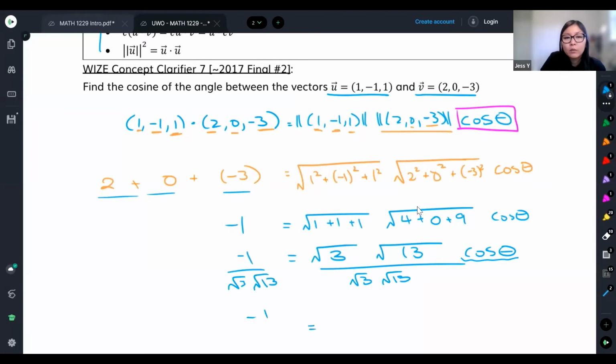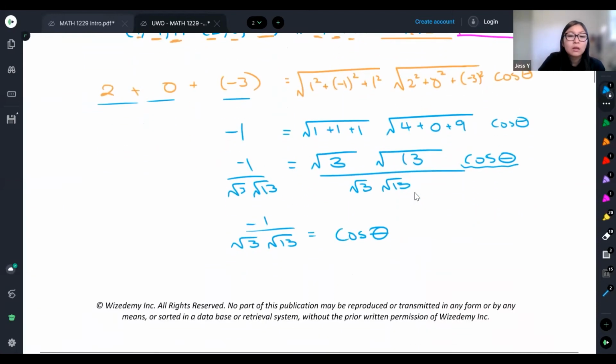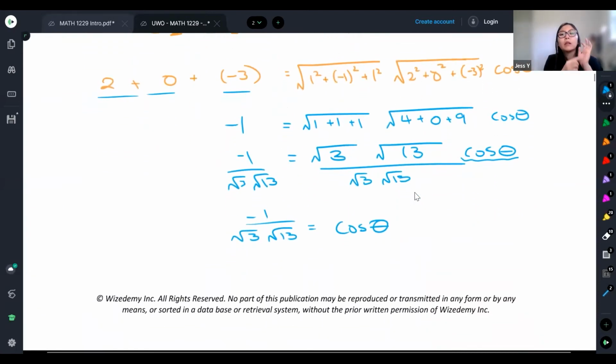So we have -1 over square root of 3, square root of 13 is cosine of theta, and that's your answer. You don't have to actually figure this out because you're not given a calculator, right? You can't use your calculator to calculate what the angle theta is. You're just going to leave it like this. Or if you don't see this answer in the multiple choice section, it could be because they simplified these square roots. Again, I don't think they'll do that.